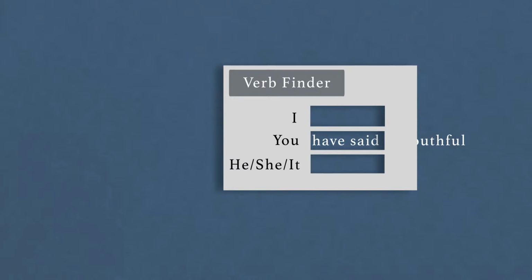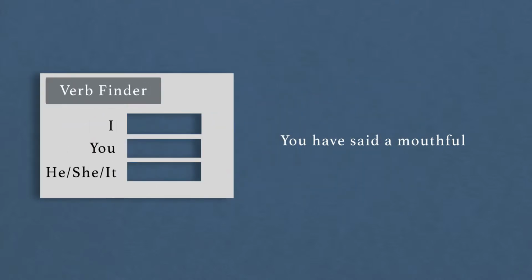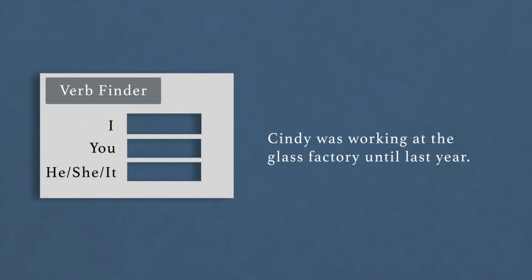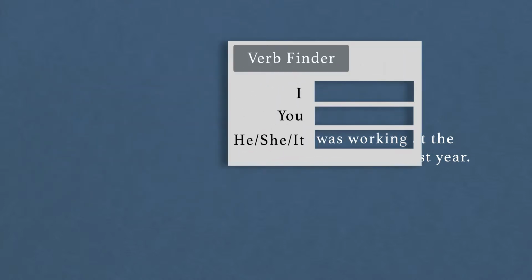So that is what we call a present perfect tense. Those two words together form one verb. So verbs sometimes are actually two words instead of just one. Cindy was working at the glass factory until last year. What fits in our verb finder? Was working. He, she, it was working. Again, two words. That's what? A past progressive form. All right.